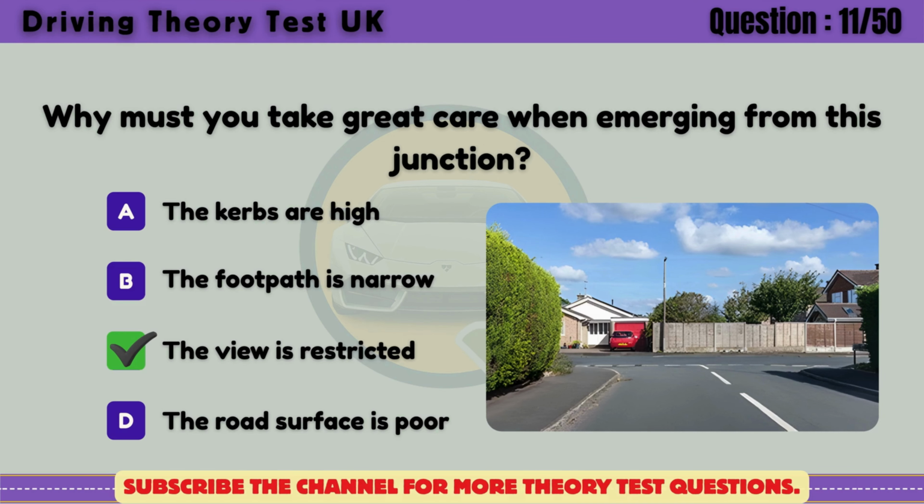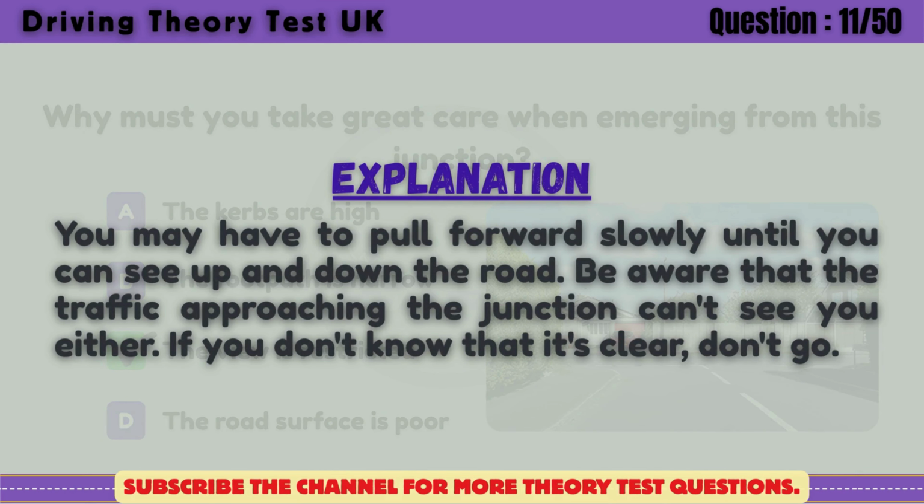Answer is C. The view is restricted. You may have to pull forward slowly until you can see up and down the road. Be aware that the traffic approaching the junction can't see you either. If you don't know that it's clear, don't go.